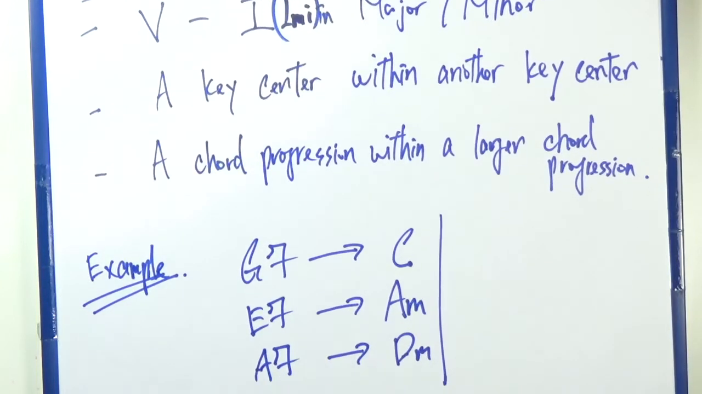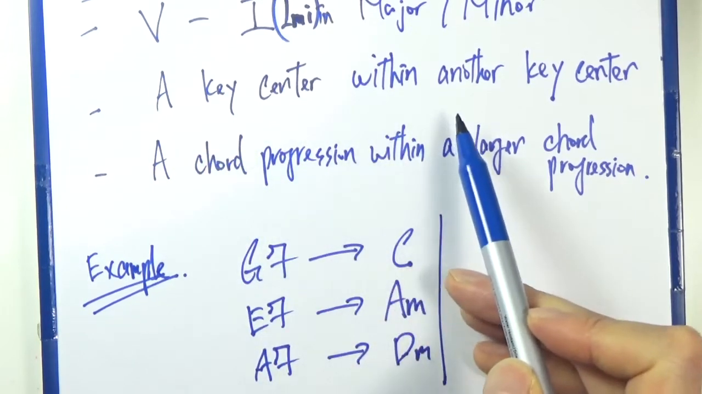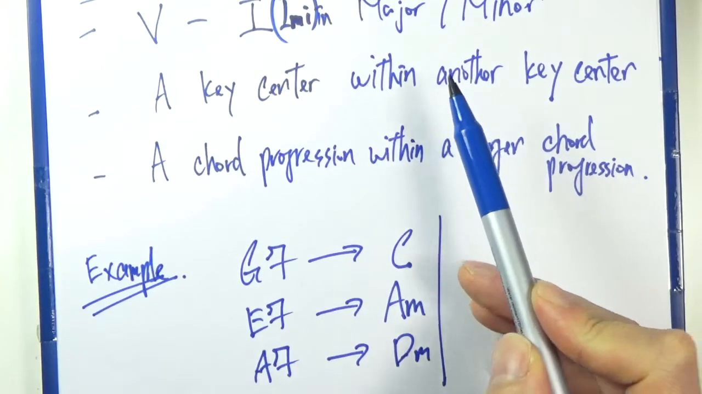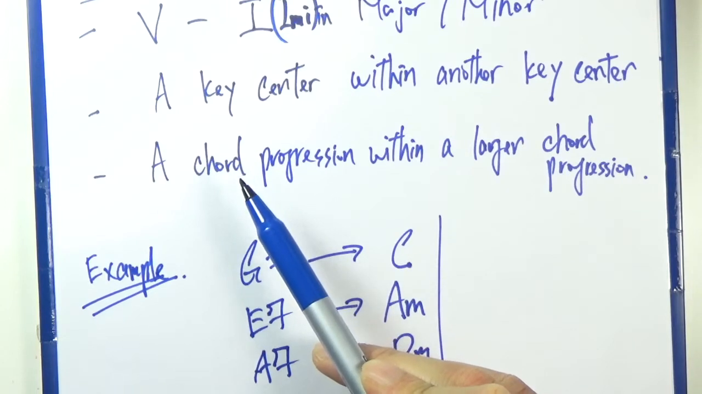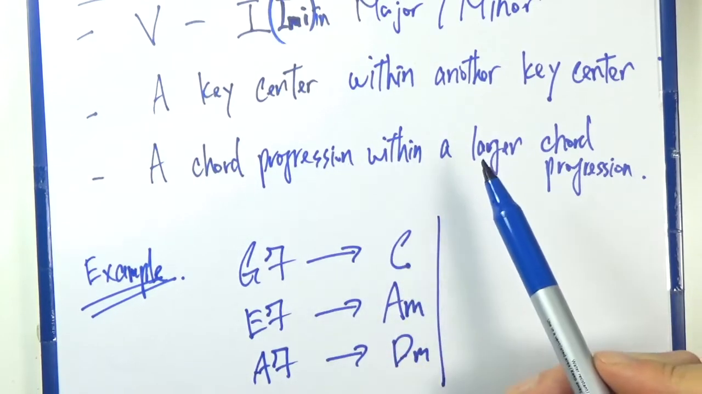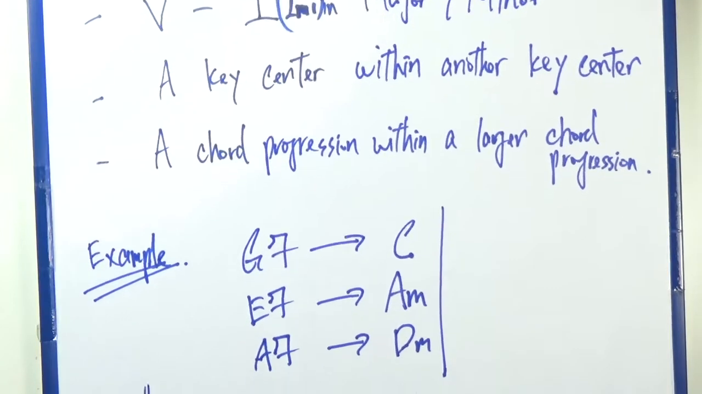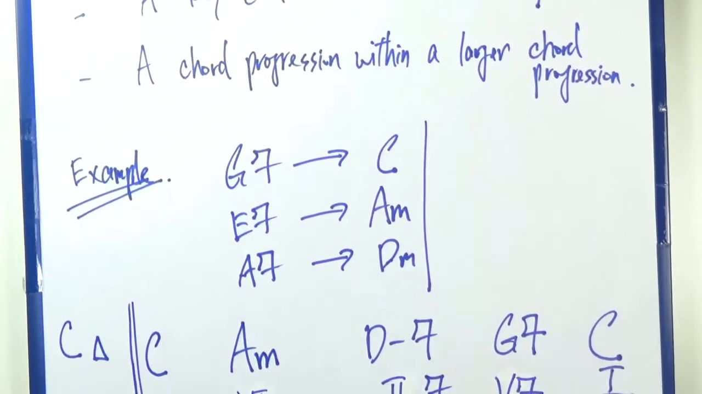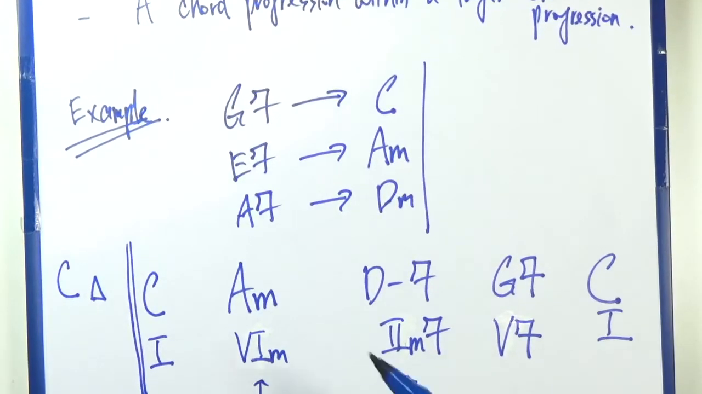One way to put it is we are looking for or creating a key center within another key center. Another way to put it is a chord progression within a chord progression. Let's just take a look at a few examples and you will understand very quickly.